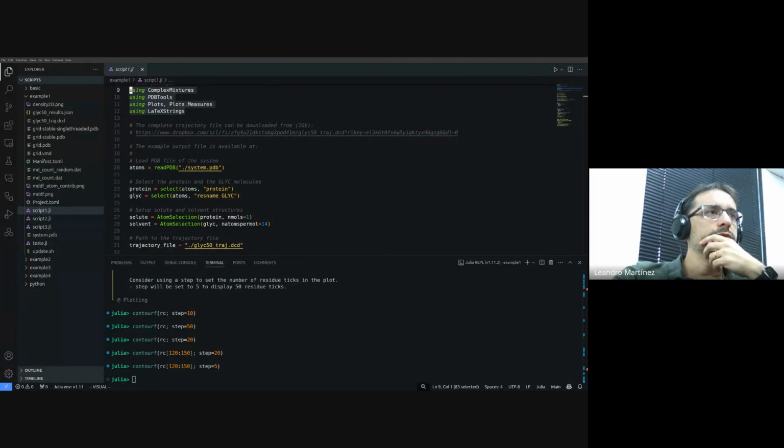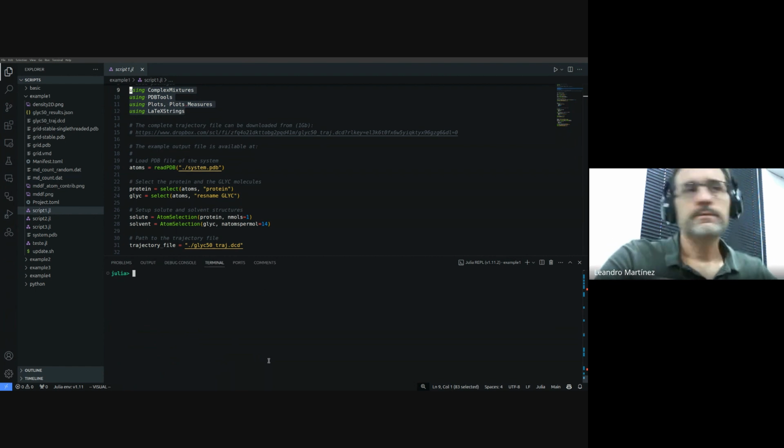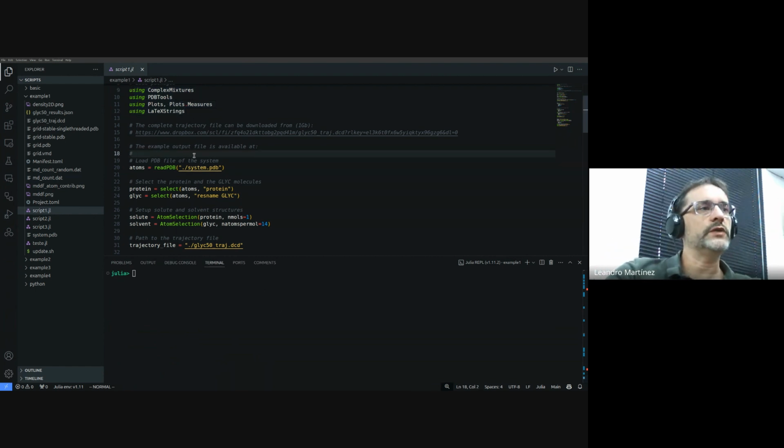Now, what you are seeing is my Visual Studio Code page. Okay, and what we have here is, okay, so how do we get to this point?